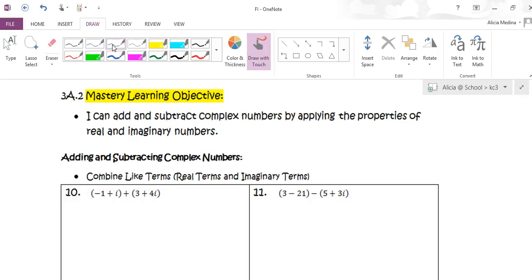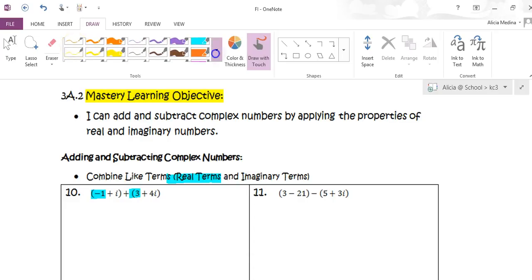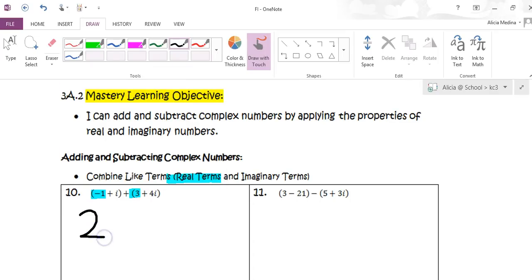So looking at number 10, if I'm adding, none of those signs change. Everything I can just combine together. So my real part would be only the terms that are constants, right? That's something that does not have an i. So -1 plus a +3. -1 plus 3 is a +2.